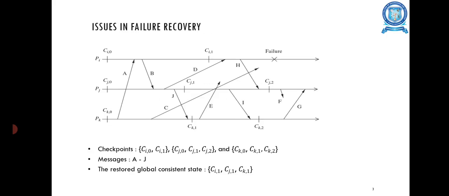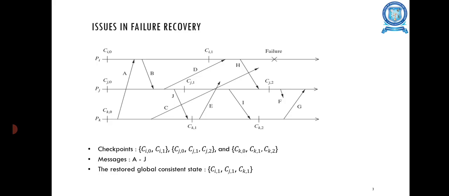Issues in failure recovery. In a failure recovery, we must not only restore the system to a consistent state, but also appropriately handle messages that are left in an abnormal state due to the failure and recovery. The computation comprises three processes, that is PI, PJ and PK, connected through the communication network. The processes communicate solely by exchanging messages over fault-free and FIFO communication channels.